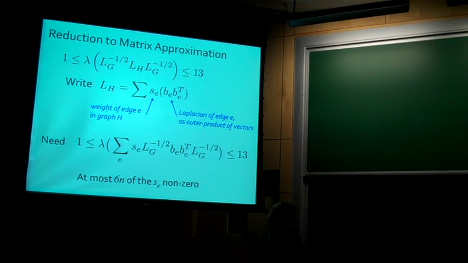And then there's a scaling factor. You've got to figure out what weight I'm going to give each edge. I'll write it here as s_e. I'm going to write L_H that way. So now I've rewritten the problem a little bit. I want to write a sum of this form, where I've got a sum over edges of some scaling factor times the elementary matrices with L_G to the minus 1/2 on either side. I want all the eigenvalues between 1 and 13, and I want almost all of these scaling factors to be 0 as you sum over the edges. Or alternatively, I really only want at most 6n terms in the sum.